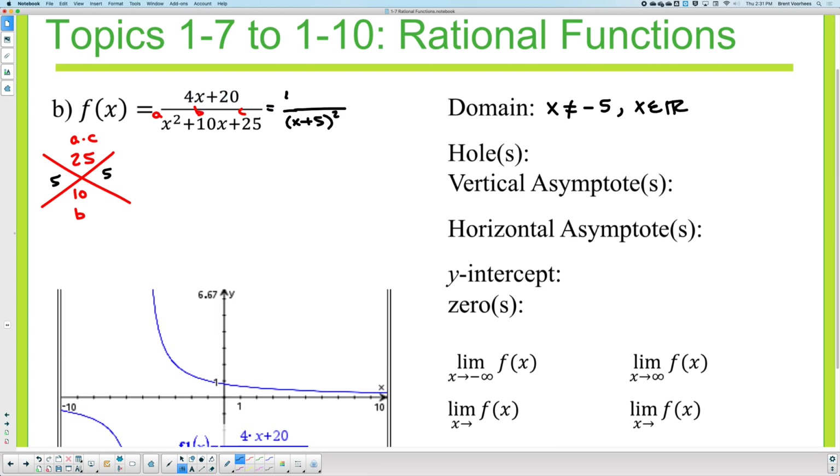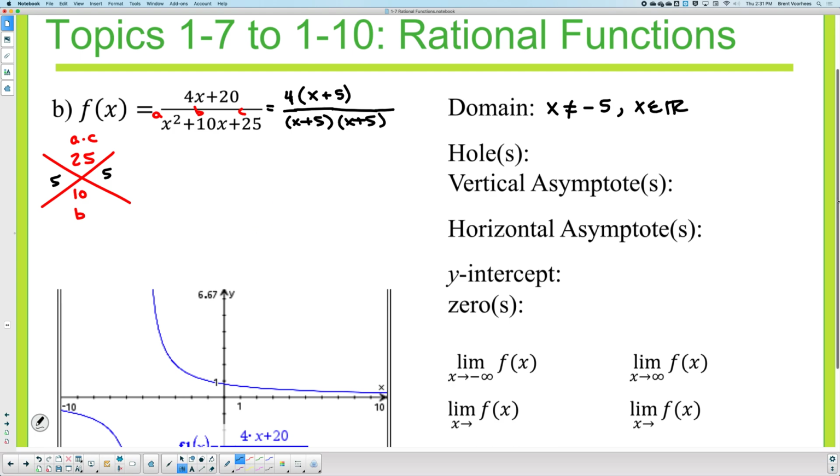Yeah, 4. I'm going to factor by GCF. If I divide out the 4, what's 4x divided by 4? X. And now what's 20 divided by 4? 5. Ooh, this is tricky. Maybe I shouldn't have written this as a squared. I'm going to edit this. X plus 5.